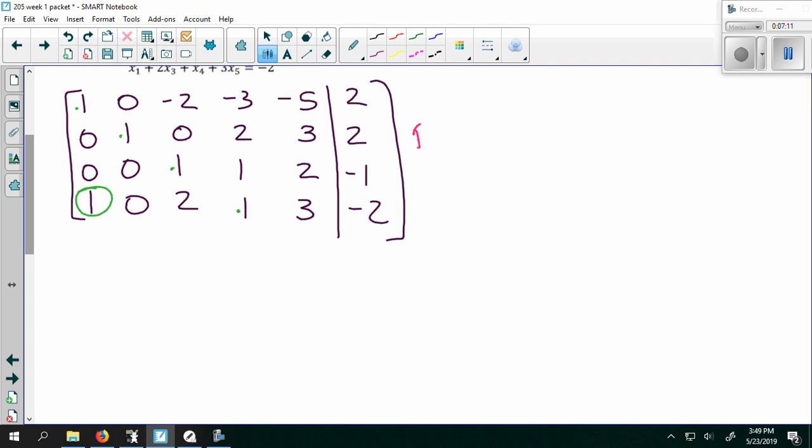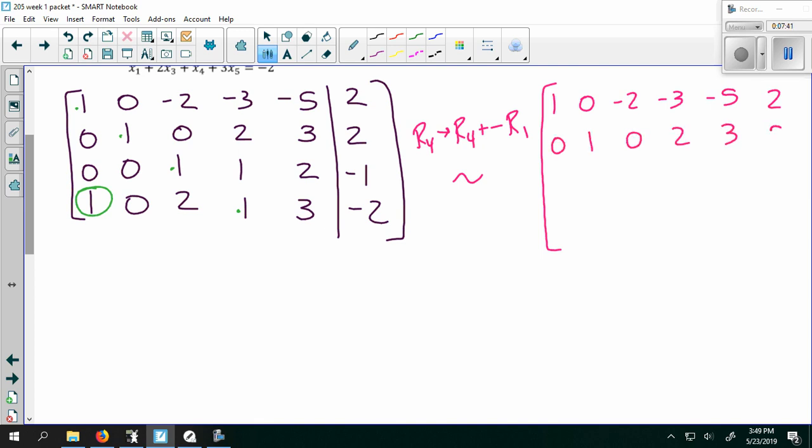So that means I'm just going to do row 4. Sorry, it's row 4. That needs to change. So row 4 is going to become row 4 plus negative row 1. So my new matrix, nothing changes except row 4. So it's helpful to just rewrite the other 3 rows before you even start. Okay, row 4 is going to become row 4 minus row 1.